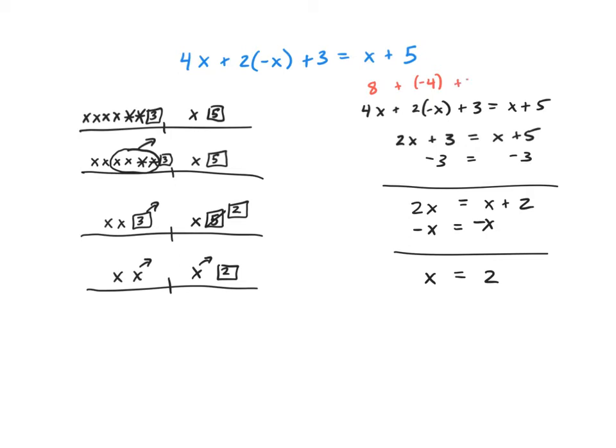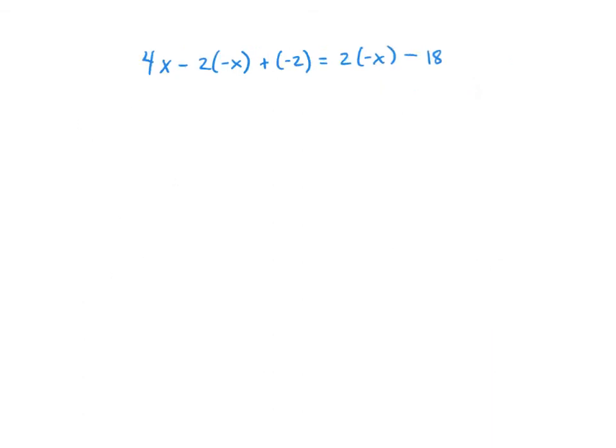And positive 4 plus 3 gives me altogether 7. And then on the right-hand side, we have 2 plus 5, which is also 7. So 7 equals 7. Here's another example, this time with subtraction.